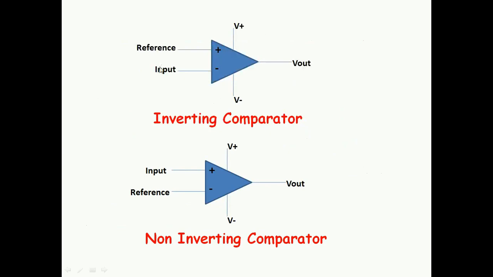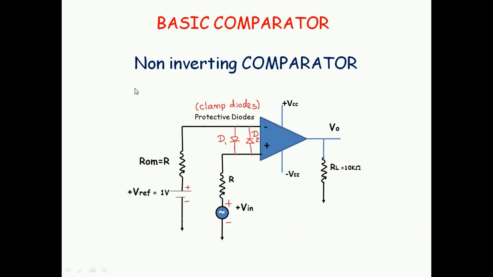So this is the circuit for the inverting comparator. Why is it called inverting comparator? Because the input is connected to the negative terminal of the operational amplifier and the reference voltage is connected to the positive terminal. And this is the non-inverting comparator circuit diagram, wherein the input is connected to the positive terminal and the reference voltage is connected to the negative terminal. So let's see the non-inverting comparator first.